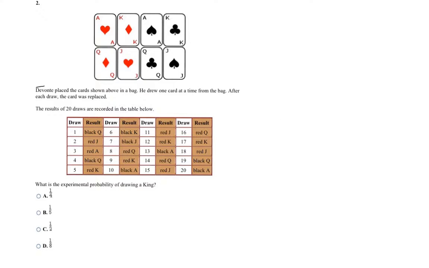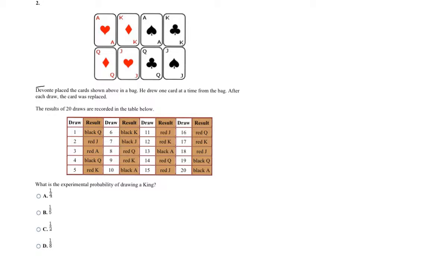Devontae placed the cards shown above in a bag. So these cards here. He drew one card at a time from the bag. After each draw, the card was replaced. That means he put it back in the bag. The results of 20 draws are recorded in the table below. What is the experimental probability of drawing a king?